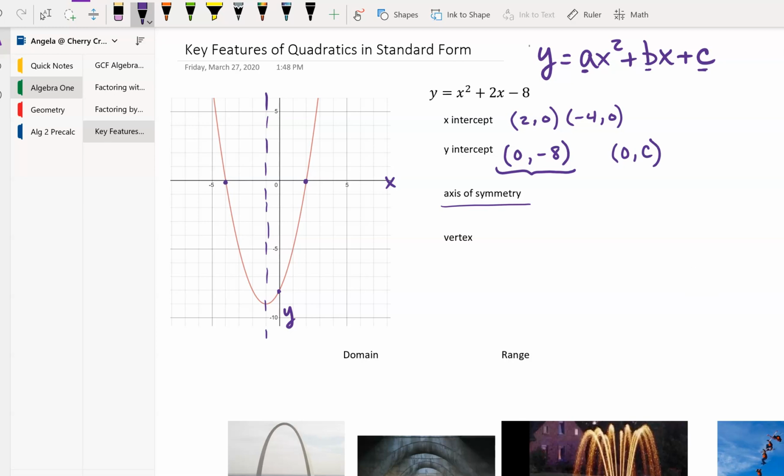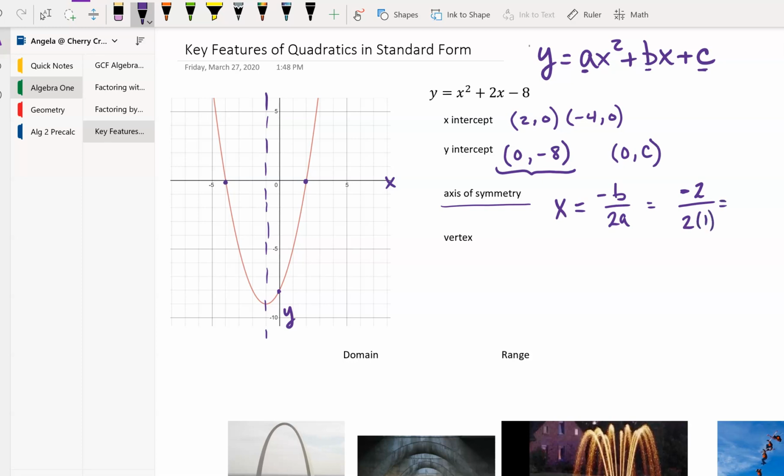And we can use that axis of symmetry and this particular formula. The x value of your axis of symmetry and of your vertex, as a matter of fact, can be found by taking -b divided by 2a. And so what we'll do is grab the b value of 2. We're going to do the opposite of 2 divided by 2 times our a value, which is 1.